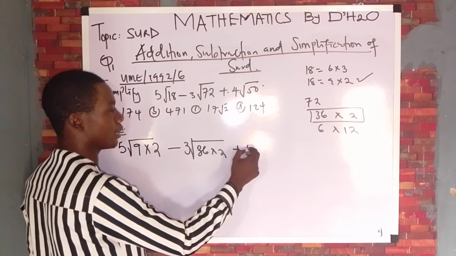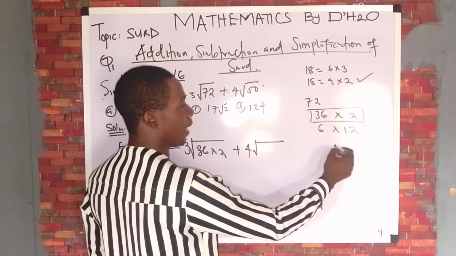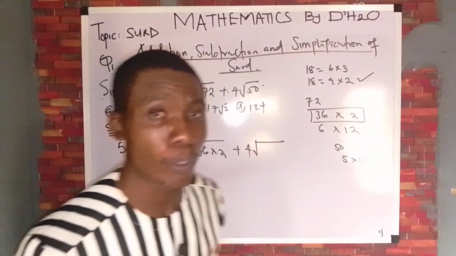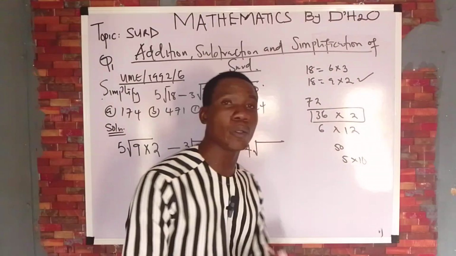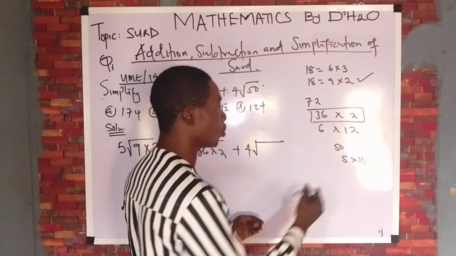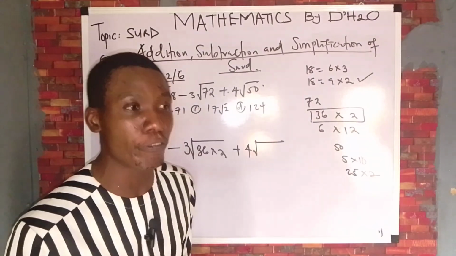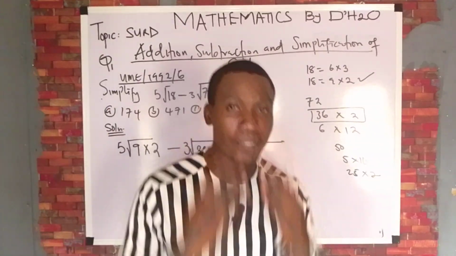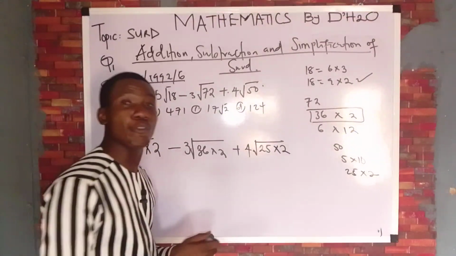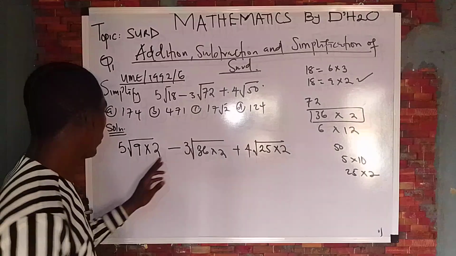Then we'll go over to the next one. 4 root 50. Remember, if I have 50, it can be 5 times 10. But would this be comfortable for us? No. You cannot determine the square root of 5, nor can I determine the square root of 10. So it will not work. It's better to go this way, 25 times 2, because the square root of 25 can be determined directly. So we'll do 25 times 2. If you have been able to do this, you are 1 step ahead of your success.